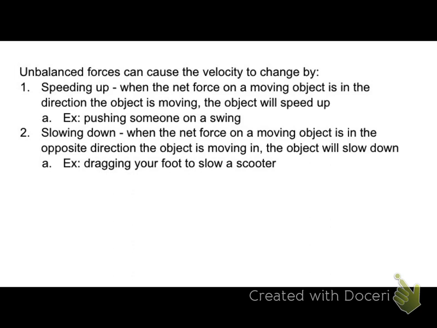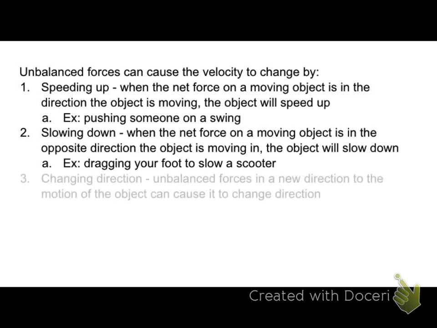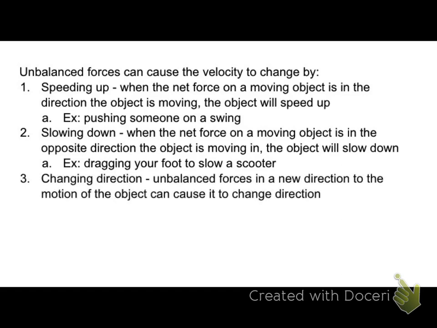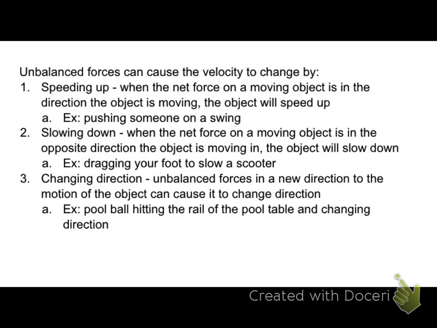And finally, as some of you may have guessed, if you're thinking back to changes in velocity from the previous chapter, you can change direction with an unbalanced force. If the unbalanced force is in a new direction, it can change the direction of movement of the object. A good example of this is if you've ever played pool and a ball hits the railing on the pool table, then the railing is going to exert a force in another direction on that pool ball, and it's going to ricochet off in another direction.